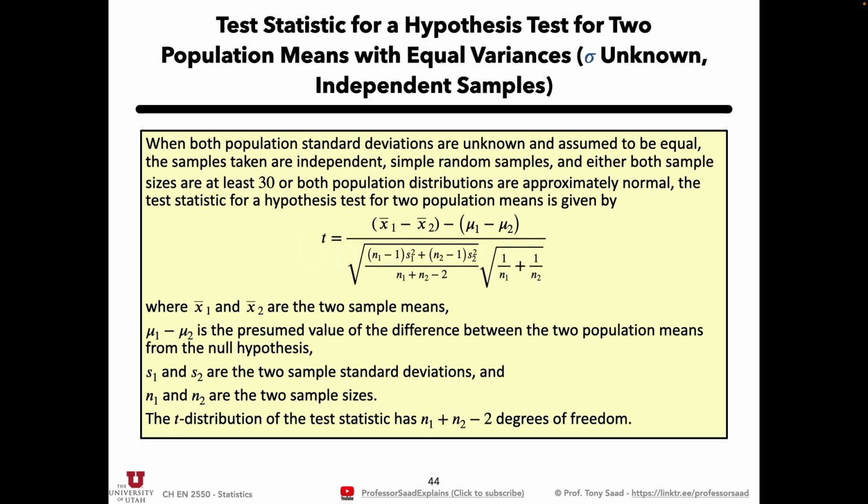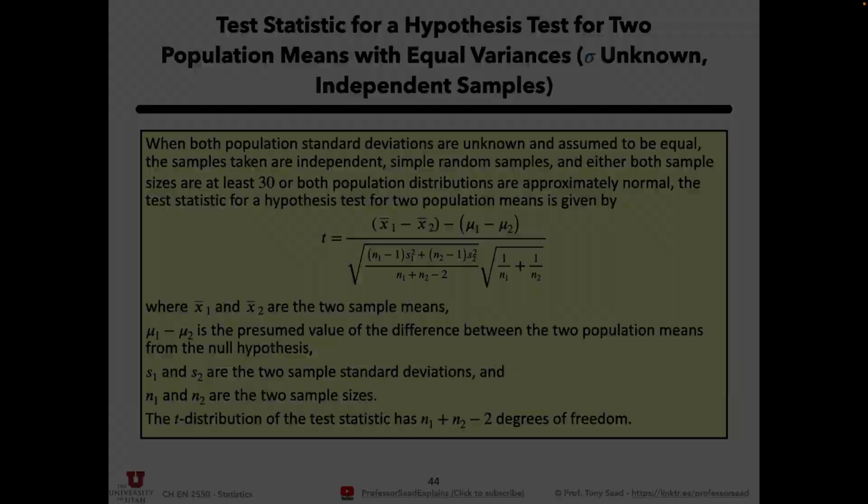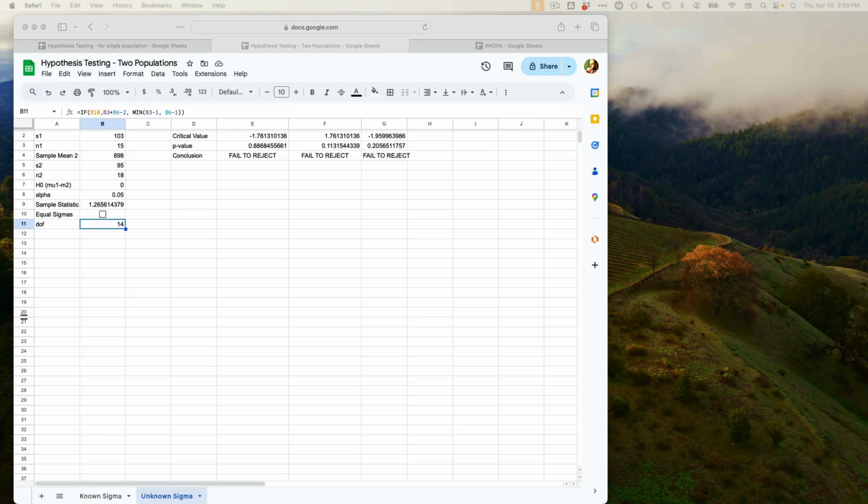Now, when you assume that the standard deviations are equal, you use the pooling method, and with the pooling method, your t-statistic changes a little bit, okay? Let me see, did we do that here? I think we did. Hold on. I think we did.